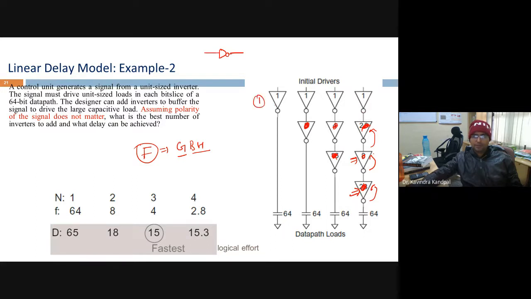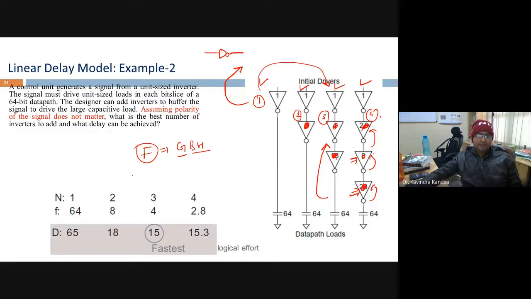You have one inverter here, then you tried with 2, then with 3, then with 4, and you calculated for each case. Finally you ended up getting that case number 3 is best. Are you getting it? Yes, sir. But maybe in the next lecture, I will tell you one algorithm, one way by which you can directly find that 3 stages is the best. So that is going to be the next one.